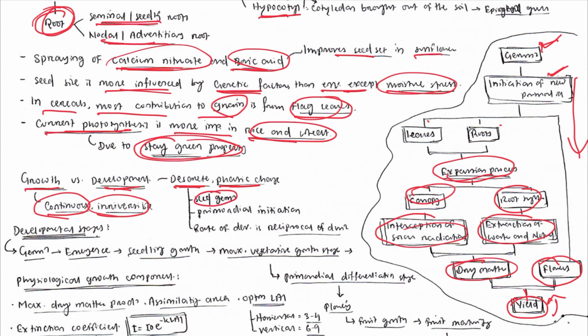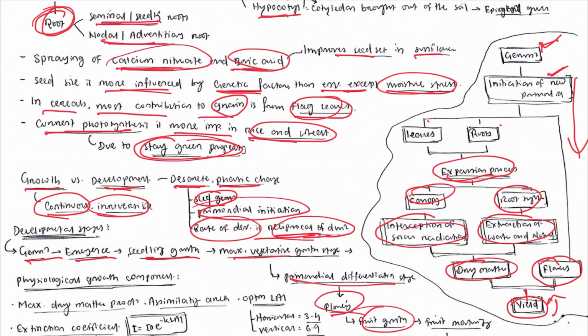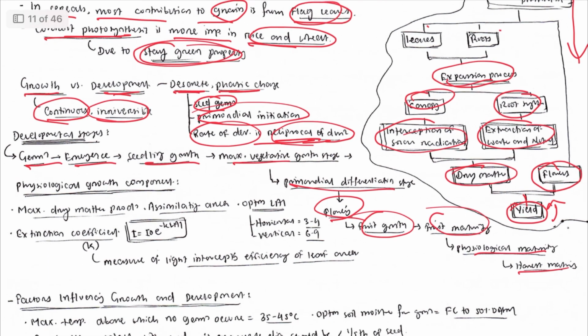Some examples are: seed germination, primordial initiation, and rate of development. Okay, rate of development is the reciprocal of duration. Now developmental stages are germination, emergence, seedling growth, maximum vegetative growth phase, primordial differentiation phase, flowering, fruit growth, fruit maturity, physiological maturity, and harvest maturity. These are developmental phases.